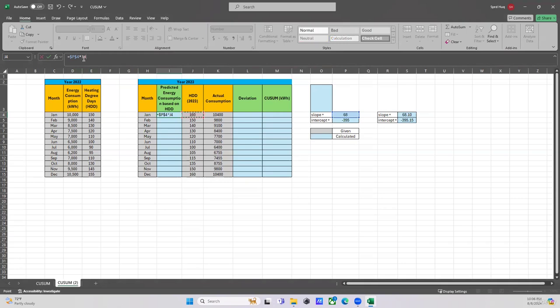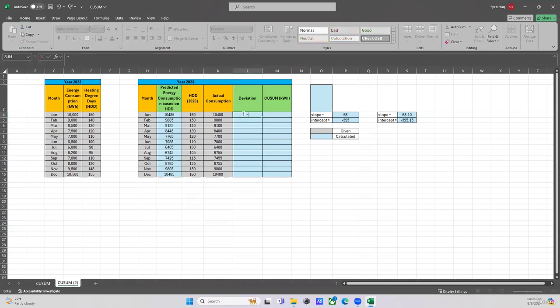See, there is no dollar sign before it, means it's going to change depending on the month. Plus the intercept. Intercept, we want to absolute reference it again because we don't want it to change. The equation remains the same for M and B, only the X will change. So again, press F4. Done. So here we have the predicted energy consumption for year 2023.